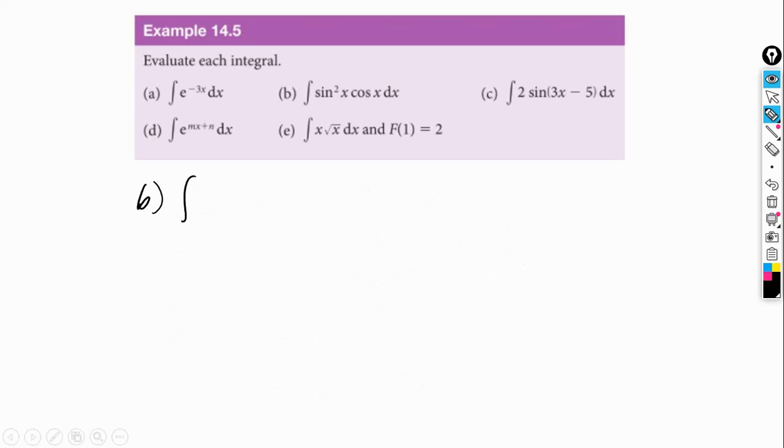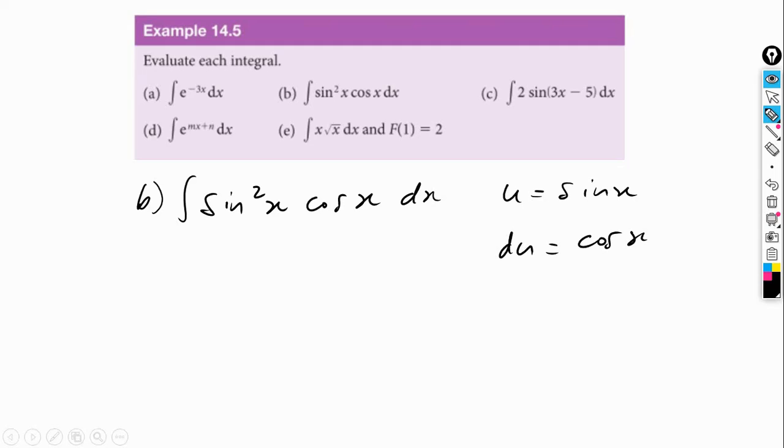And for b, we have the integral of sine squared of x times cosine of x dx. So always the difficulty is going to be what do we choose as u to substitute. So in a case like this, where you could do derivative of sine is cosine or derivative of cosine is minus sine, I would recommend you pick the one with the exponent. So u would equal sine of x. Therefore, derivative of u is cosine of x dx, and then we're ready to substitute.